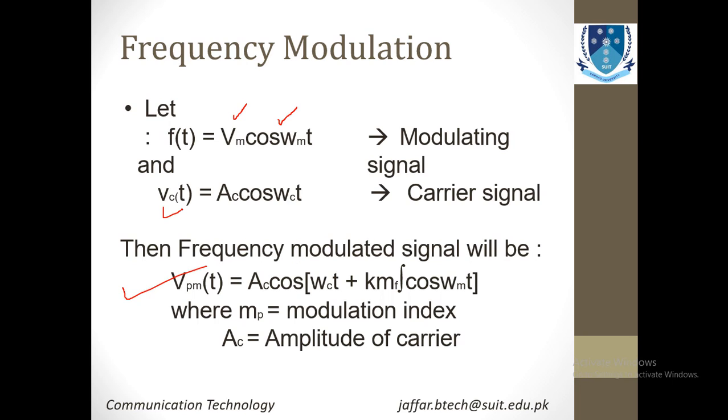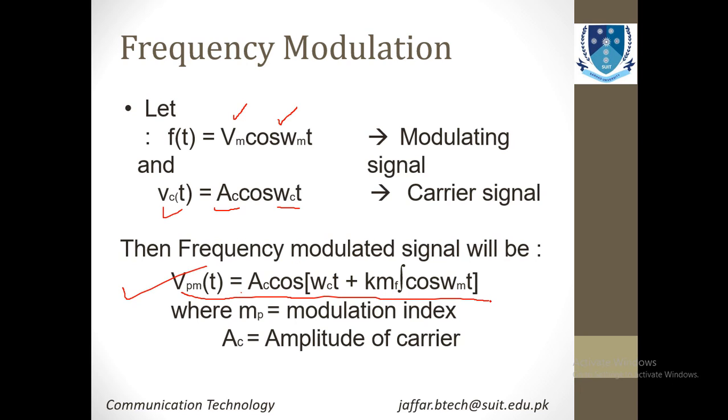And this Vc of t is basically the voltage of your carrier signal, and this A of c is the amplitude of that signal, and this W of c is the angular frequency of that carrier signal. So if you modulate this carrier signal with the modulating signal, the frequency modulated signal that you will be getting will be this thing that I have mentioned to you, this derivation, this equation.